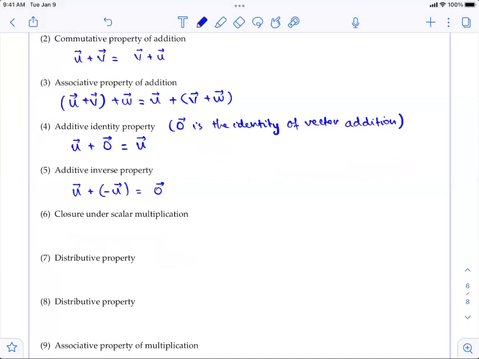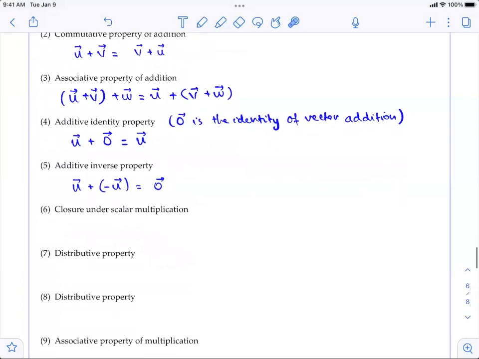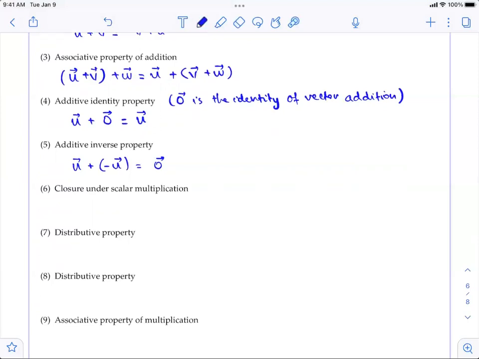And number 6, we move on to properties related to scalar multiplications. You have over here in the first property, closure under addition. So two n-dimensional vectors added together, the sum has to be n-dimensional as well. Similar to that, you have closure under scalar multiplications. So a constant multiplied with an n-dimensional vector, then the resulting vector has to be n-dimensional as well. So C times u is in Rn, right? Given u is an n-dimensional vector.